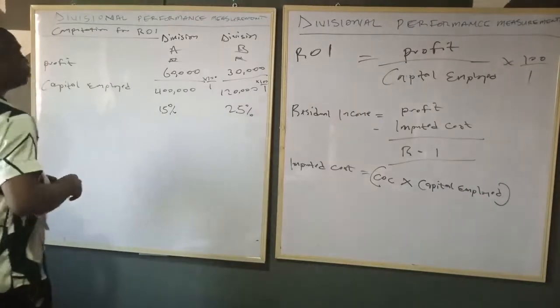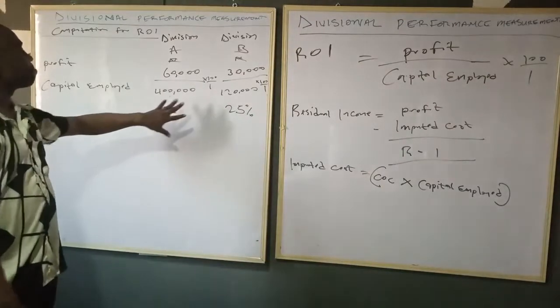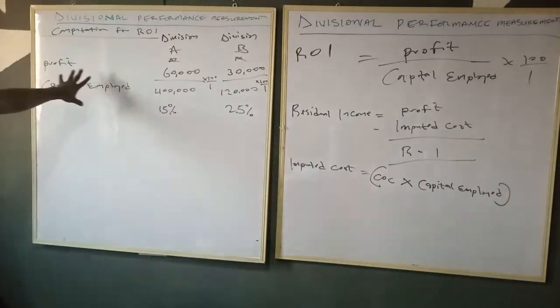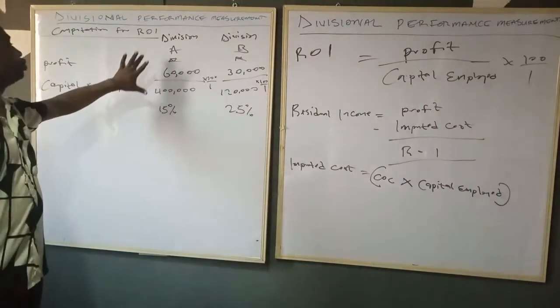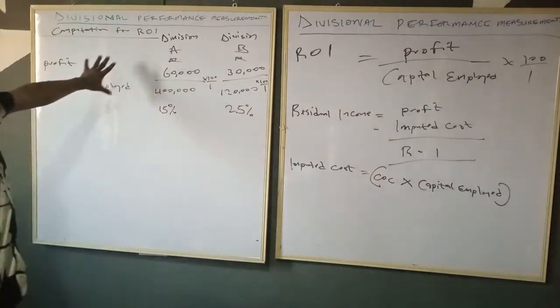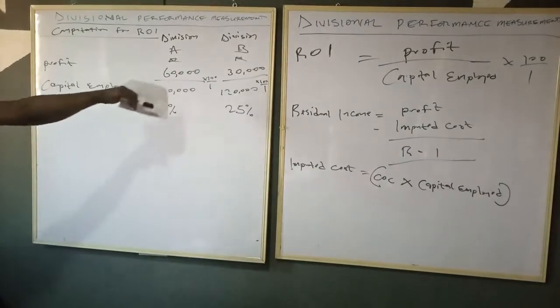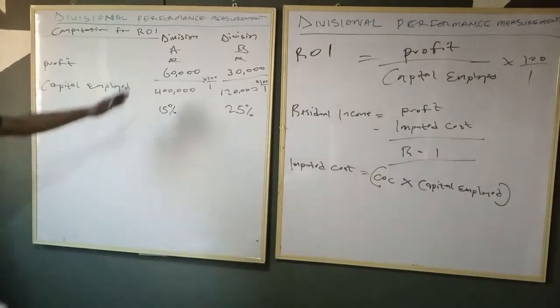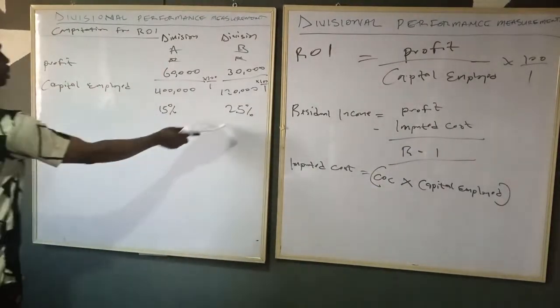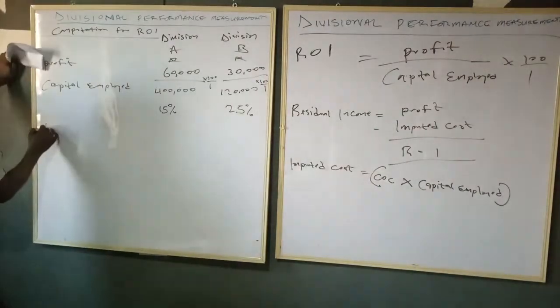So that means using return on investment to judge the manager of each division, we say that the manager of division B is doing better than the manager of division A because he is able to provide a higher return on investment of capital. So now we go to residual income.